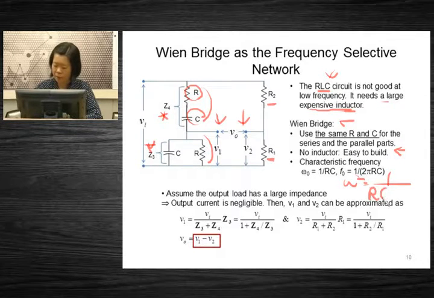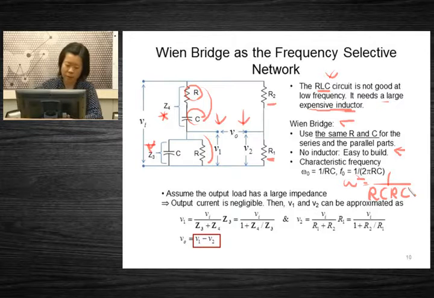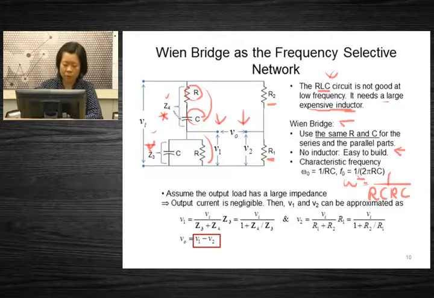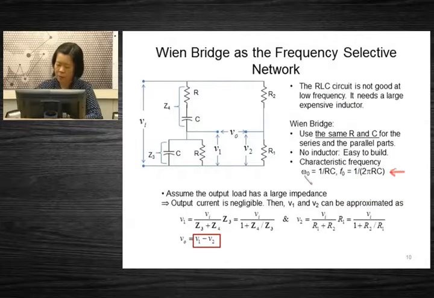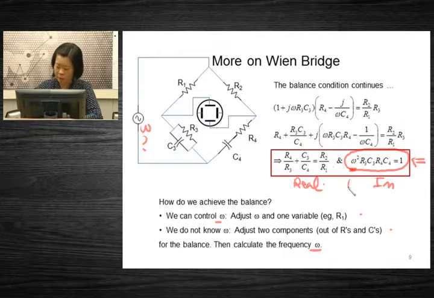Now, since we have used the same resistance values for both G3 and G4, and the same capacitance for both G3 and G4, this will be the relationships you have. So from these relations, you find the resonance frequency as omega 0 equals 1 over RC, or F0 equals 1 over 2 pi RC. This is the characteristic frequency from the balance relationships.